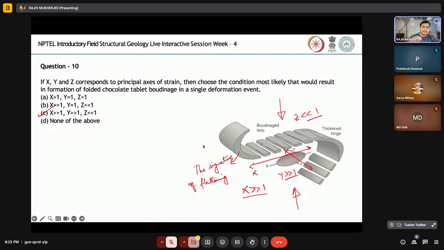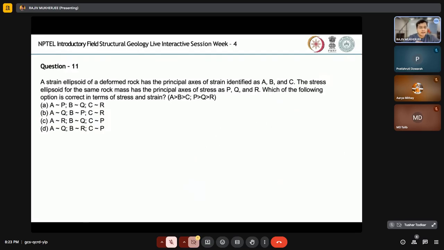Okay, so moving on to the next question. Question number 11. A strain ellipsoid of a deformed rock has the principal axes of strain identified as A, B, C. The stress ellipsoid for the same rock mass has the principal axes of stress as P, Q, and R. Which one of the following options is correct in terms of stress and strain? It is given that A is greater than B, which is greater than C, and eventually P is greater than Q, which is greater than R.